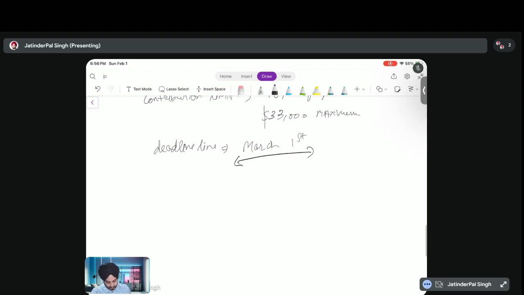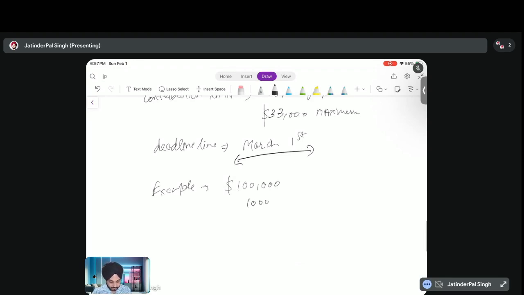So it works similar to the FHSA account. Let's say we have $100,000 of income, and then we deposit, let's say, $10,000 in RRSP. What will happen? You will be taxed on $90,000. That will be your taxable income for that year.